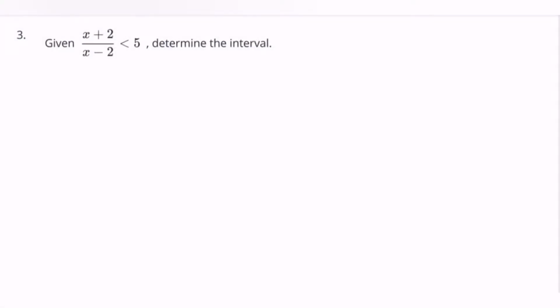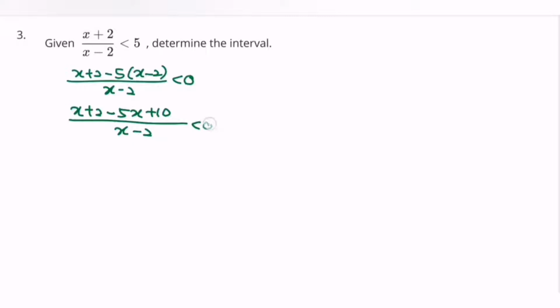By referring to question number 3, given the inequality, what we have to do is to transfer and at the same time equate the denominator. So (x plus 2) minus 5 multiplied by (x minus 2) over x minus 2 less than 0. Next is to expand and then simplify the situation. So x plus 2 minus 5x plus 10 over x minus 2 less than 0. Next, we have negative 4x plus 12 over x minus 2 less than 0.